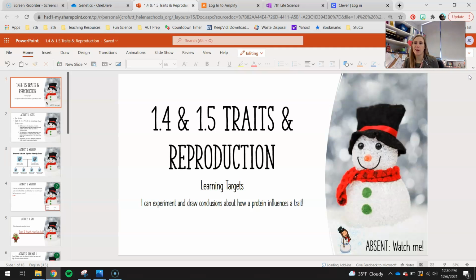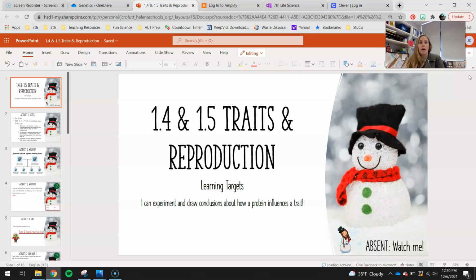So we've talked a lot about the fact that DNA is kind of like a recipe that tells us how to make our protein, and yesterday we talked about how the shape of the protein is really important for the job it does. But what we're going to look at is how a protein aligns with a trait. If we're talking about eye color, if we change the proteins, how does that change our traits?